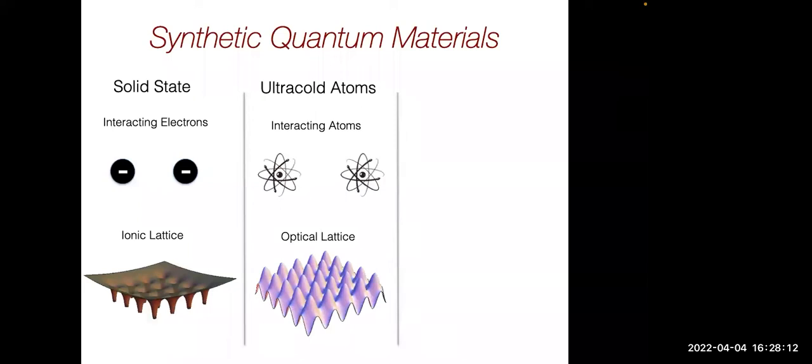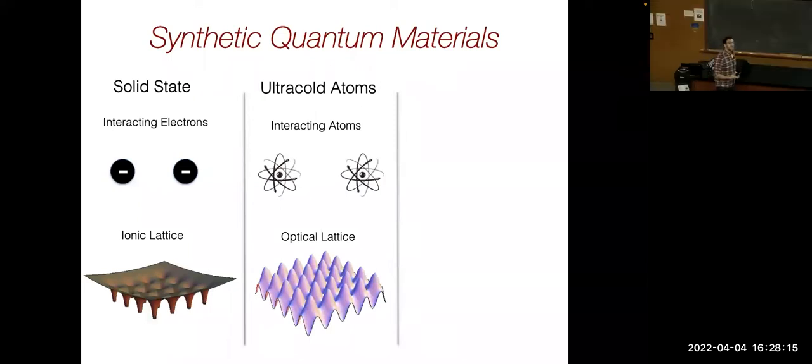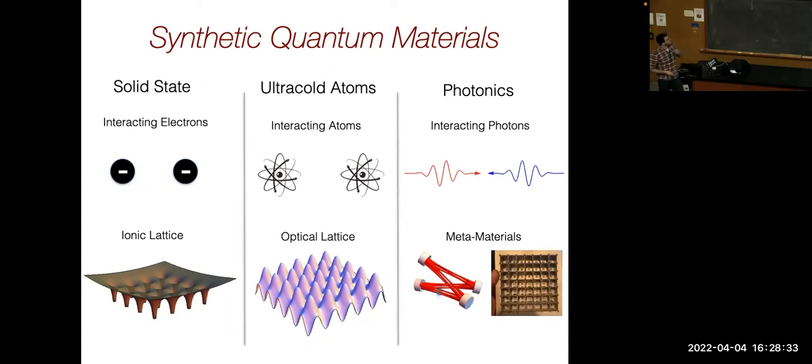An extremely lively field right now is pulled atoms and optical lattices to explore material science. And there, the interacting particles are atoms that interact through some van der Waals interaction. And their dispersion is controlled by a lattice made by interfering laser beams. So our story today then is going to be interacting photons with some medium mediating interactions between them, and either optical cavities or microwave cavities sort of controlling the dispersion of the photons.